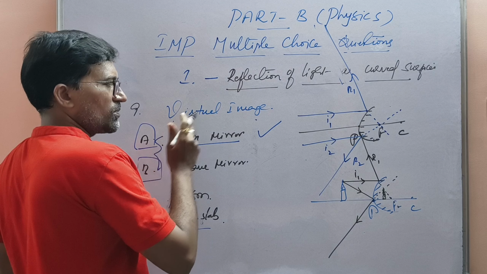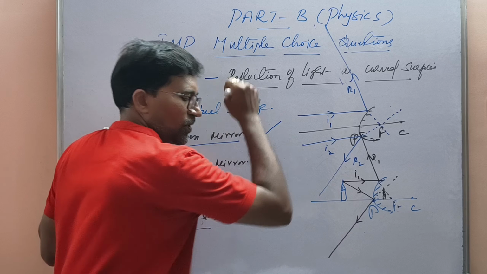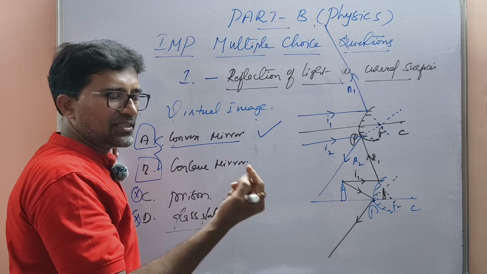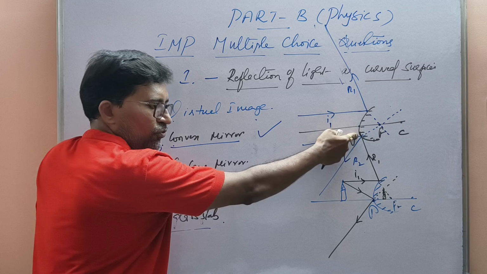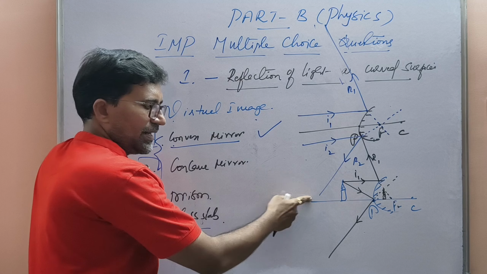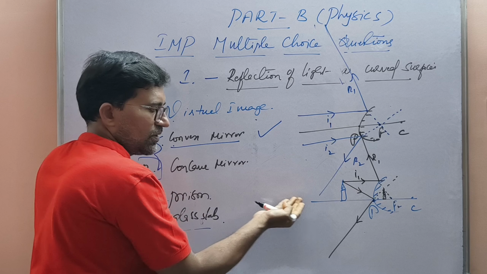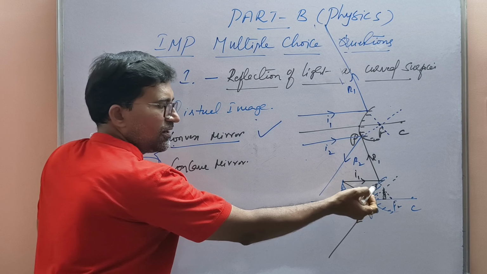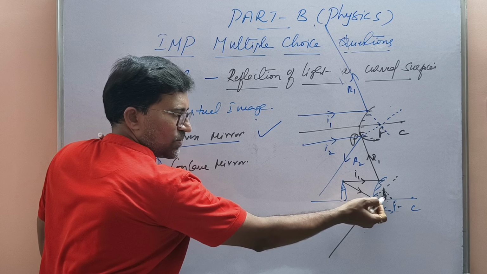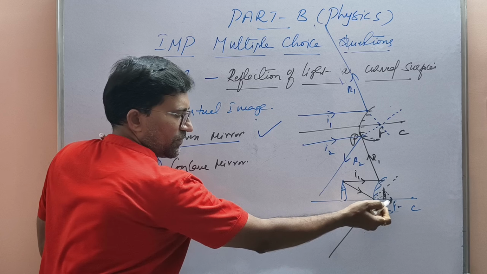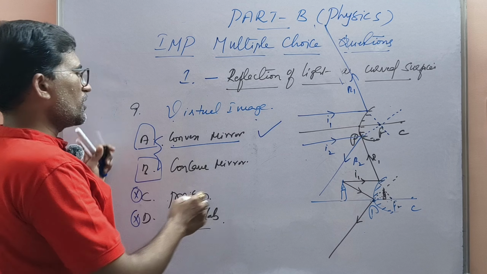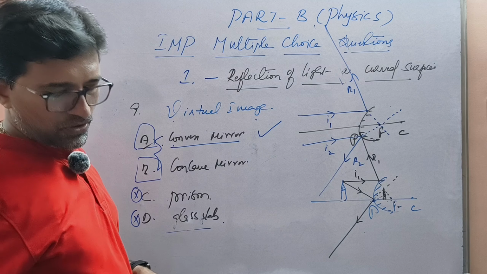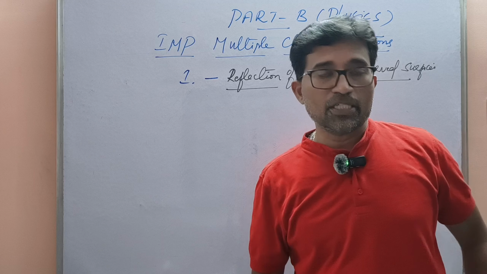So a convex mirror always forms virtual images only, and there are only two cases, and the image nature is erect. One case: erect, highly diminished or point sized, formed at the focus, when the object is at infinity. The next case: if the object is on the principal axis, whatever the position of the object, whether you keep it here or here or here, the image will be formed between P and F within the mirror, virtual, erect, diminished. So the right option for this one is the convex mirror. Is it clear? I hope you understood my explanation.